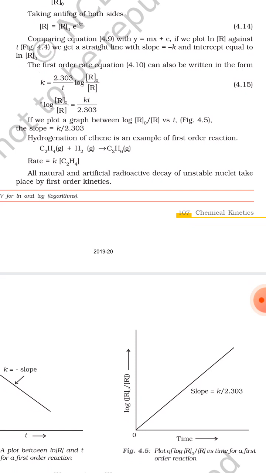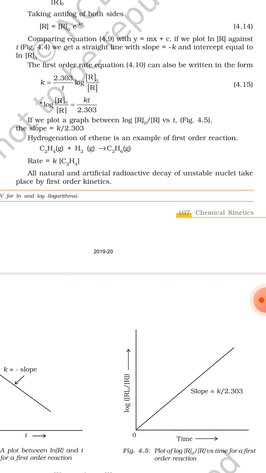Now an example for the first order reaction is ethene hydrogenation. Ethene is C2H4, an unsaturated hydrocarbon. It is treated with hydrogen gas, so this reaction is a hydrogenation reaction. What we get is ethane gas. So the rate is equal to k[C2H4]. That means the rate of ethene hydrogenation is equal to the rate constant times the concentration of ethene.